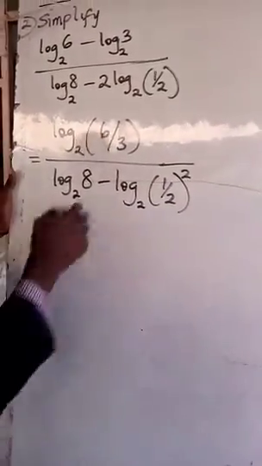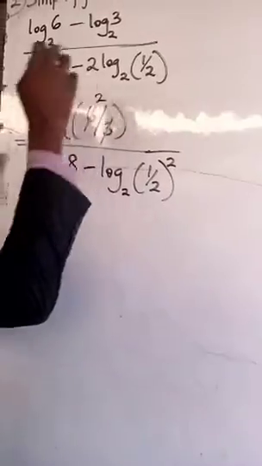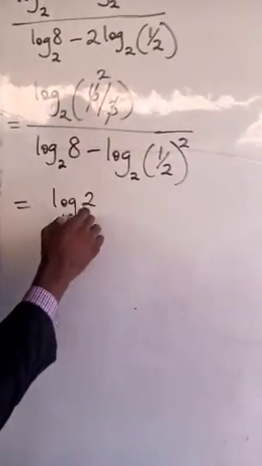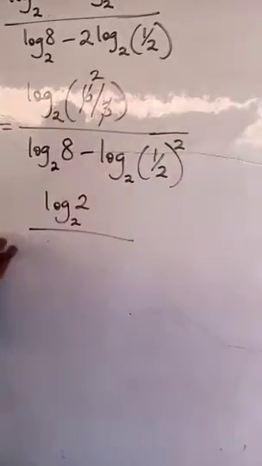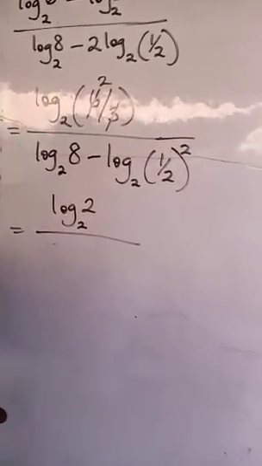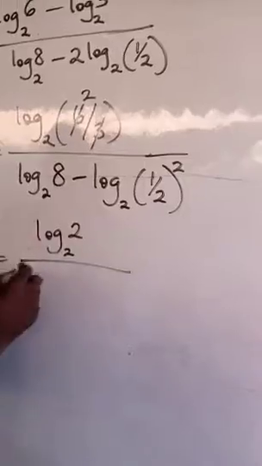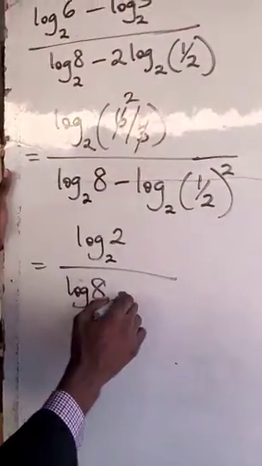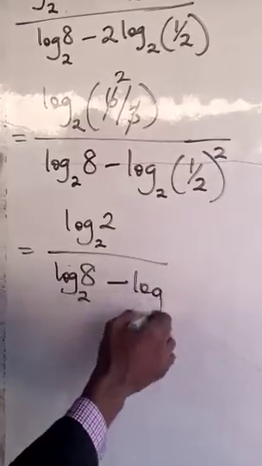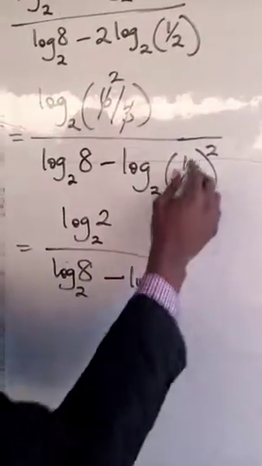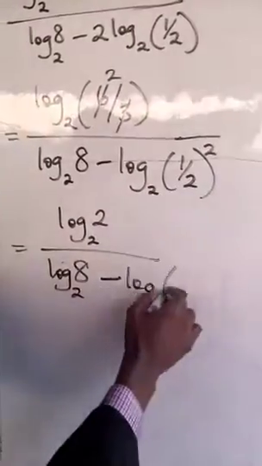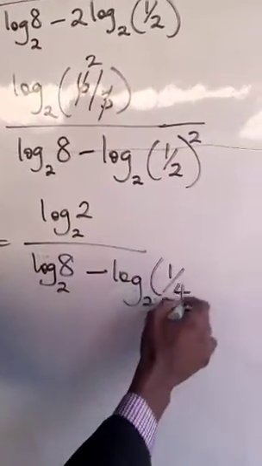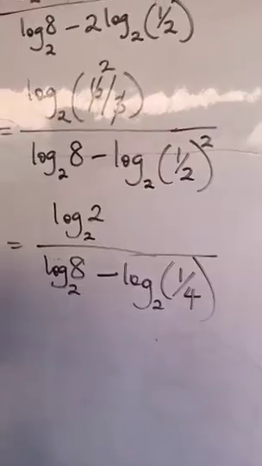If we divide this, 3 in 6 is 2 already. So there we have log 2 base 2 for the numerator. Then before we apply that rule 2, we have log 8 base 2 minus log, so this one is 1 raised to power 2, that's 1, divided by 2 raised to power 2, that's 4. That's one of the laws of indices.